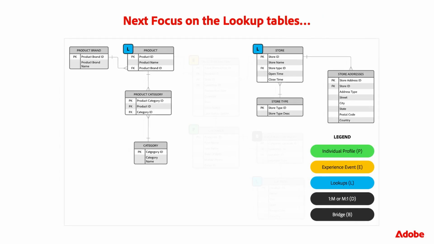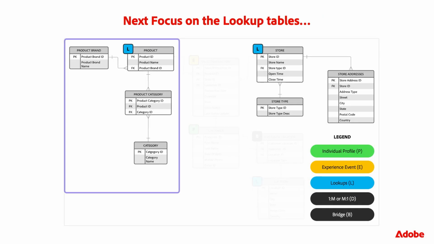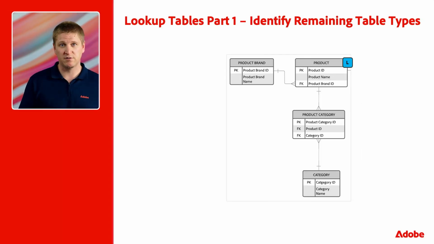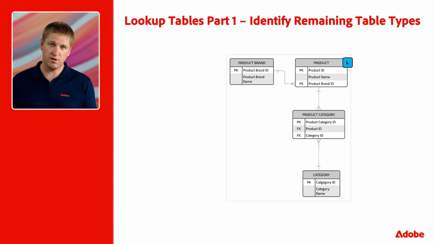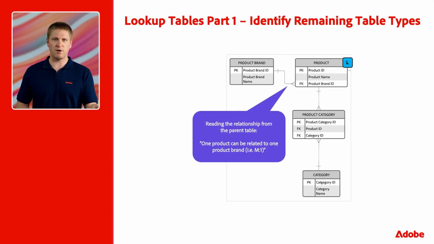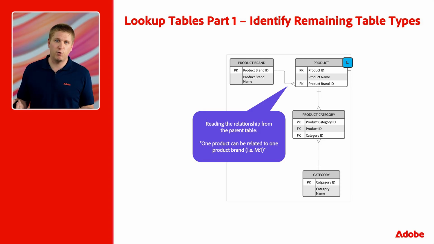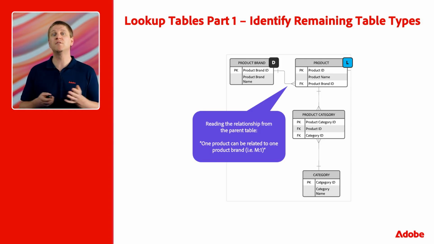Next, let's work on the unlabeled tables related to the lookup tables. You'll see there's 2 areas to focus on within the diagram, so let's pick one to start with, and in this case, I'll choose product. Looking at the relationships between the product table, the parent, and the product brand table, the unlabeled one, the relationship reads like so. One product record can be related to one product brand record. Therefore, the product brand table is labeled with a D, as it follows the one-to-many or many-to-one labeling rule.